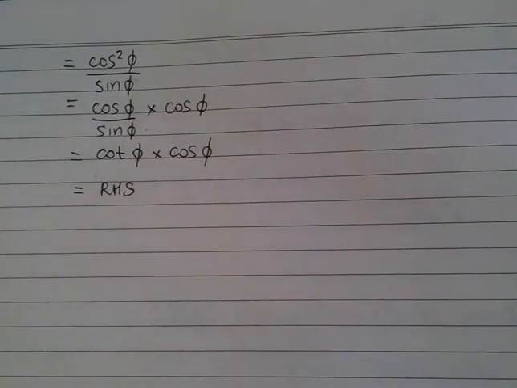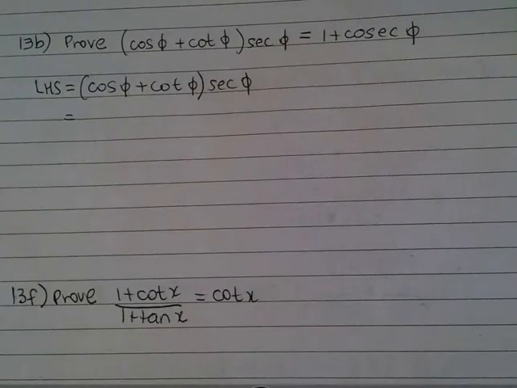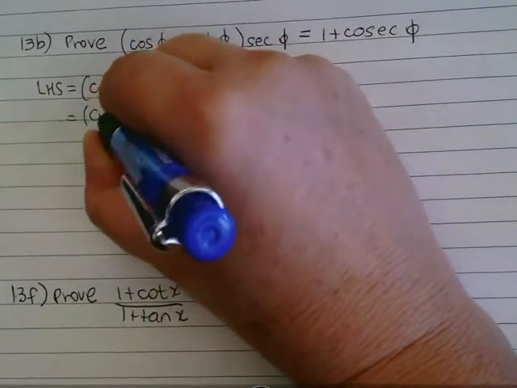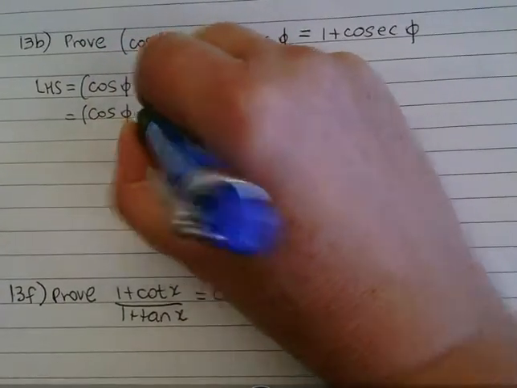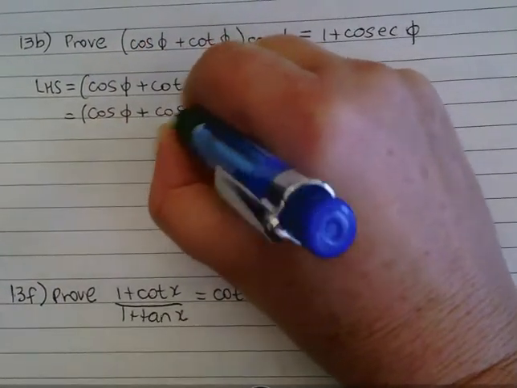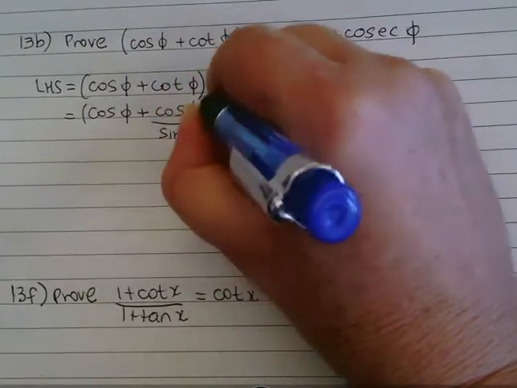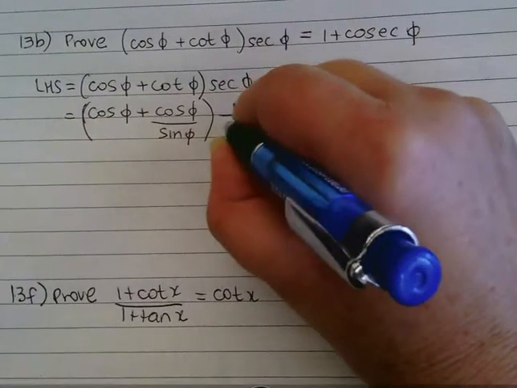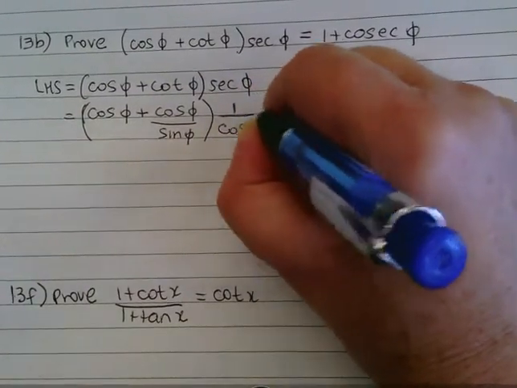Cot times cos phi. B. You can either expand first or change your sec and your cot. We'll change our sec and cot. So cos phi plus cos phi on sine phi times sec is 1 on cos phi.